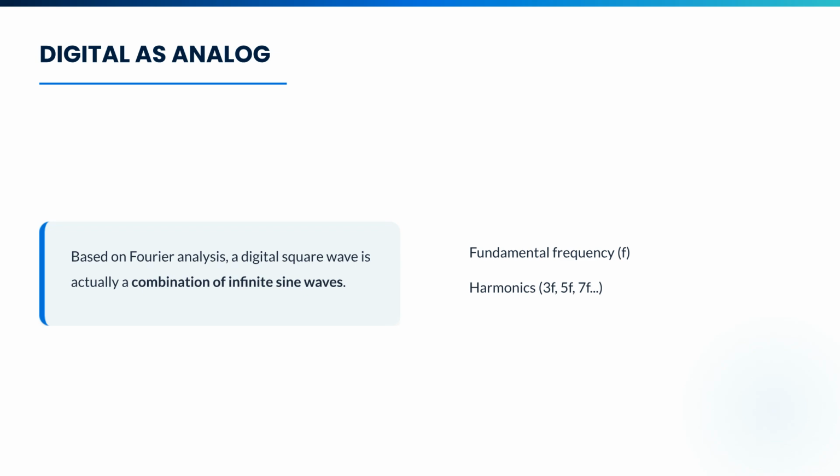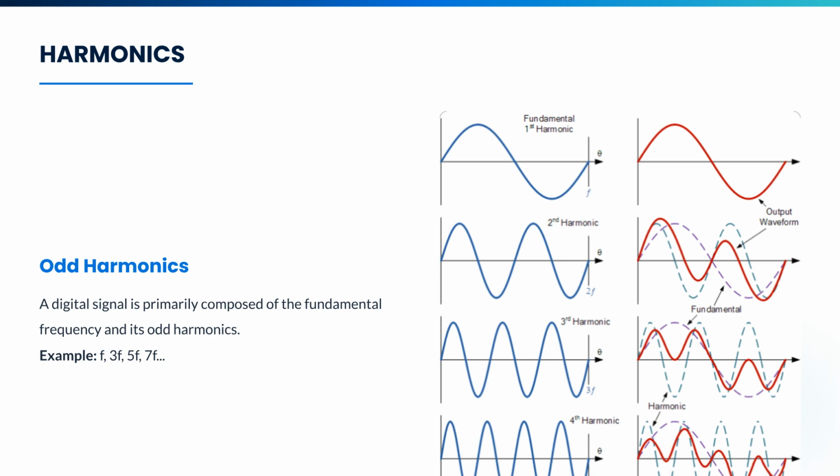According to Fourier analysis, a digital square wave is actually a combination of an infinite number of sine waves. It is composed of a fundamental frequency, designated as f, and its harmonics. A digital signal is primarily composed of the fundamental frequency and its odd harmonics, such as f, 3f, 5f, 7f, and so on. Even harmonics have 0 amplitude and are not typically present.